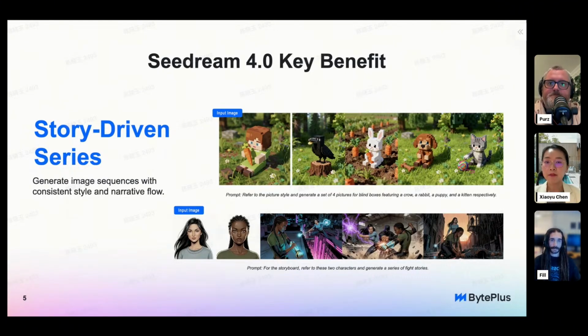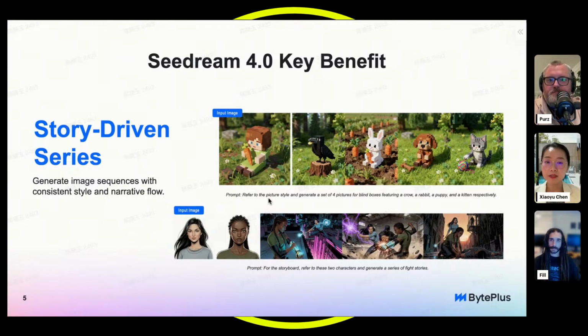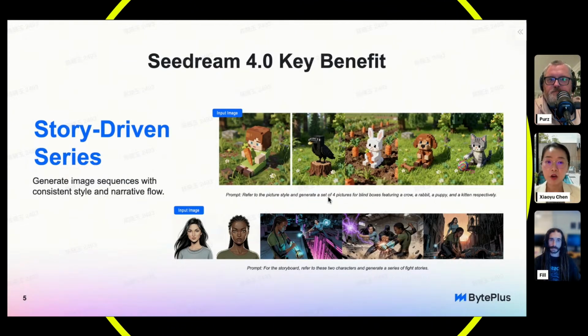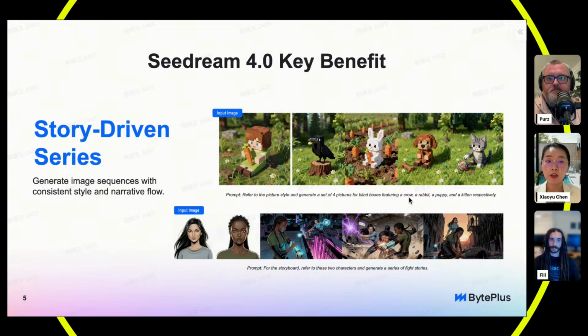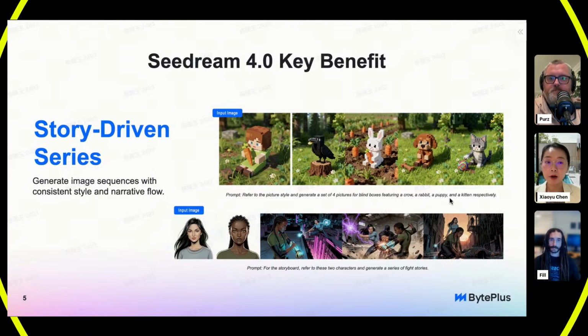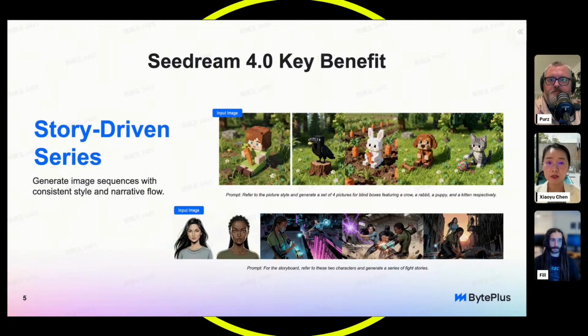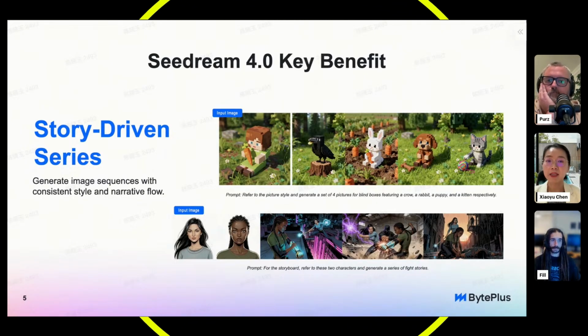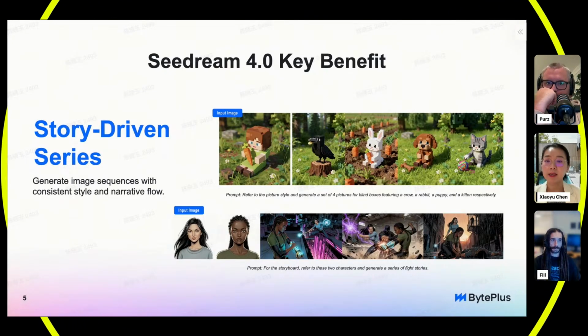So for example, you can upload the image of this blind box, and you can say, refer to these image styles and generate a set of 4 pictures for blind boxes featuring a cow, a rabbit, a puppy, and a kitten, respectively. So it's able to learn the styles very well, and it is highly consistent, not only the style, but also the environment, and it can generate the respective animals correctly.